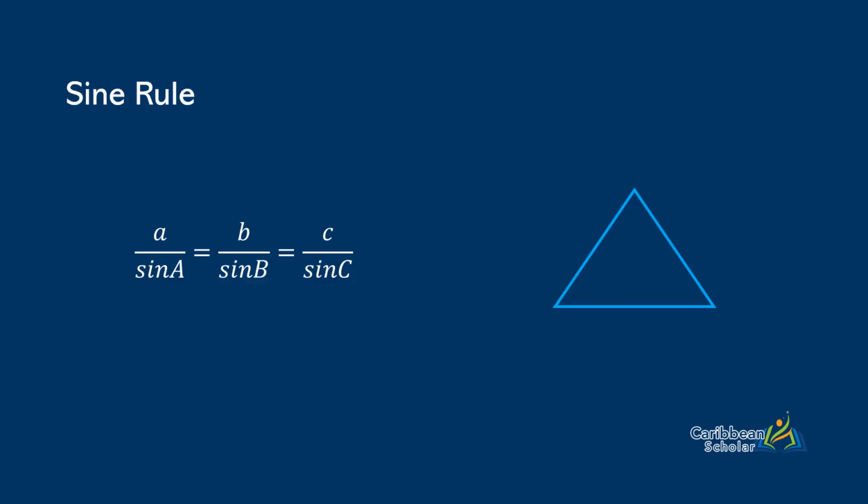Now, the sine rule tells us that a over sine A, b over sine B, and c over sine C all give us exactly the same number. Just remember that when we are naming the parts of a triangle, we match the angle with the length opposite to it. So for instance, we have the angle A, and we match that with the length a over to the right.